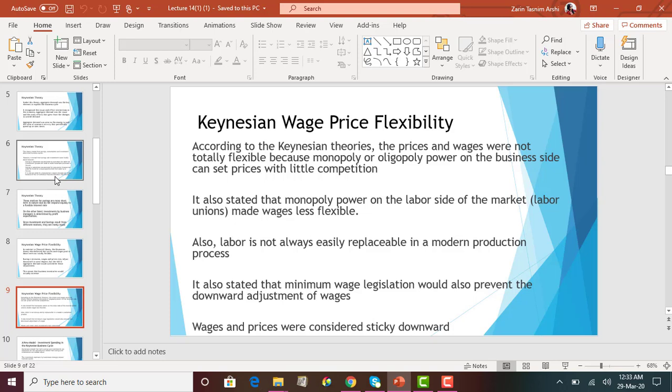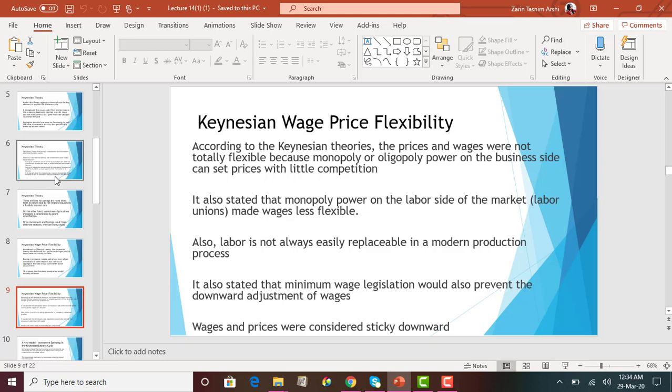And sometimes labor will not be ready to accept lower wages. And it's also not easy to replace labor all the time. Someone who is skilled in making a jacket cannot be easily replaced. I just cannot hire someone who does not have experience to sew a leather jacket, right? So for these reasons, prices and wages are not flexible. And as a result, the economy is not coming back to equilibrium.